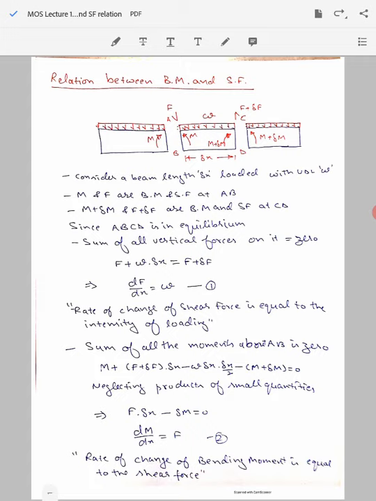Now in this figure what you see here is a beam. It may have any sort of boundary condition, a simply supported or a cantilever type. It is subjected to a uniformly distributed load w per unit length over the entire length of the beam. Let's consider a small elemental length of the beam, delta x, which has edges AB and CD on the left and right hand side. As we know, the bending moment varies along the length of the beam, as well as the shear force also continuously varies.